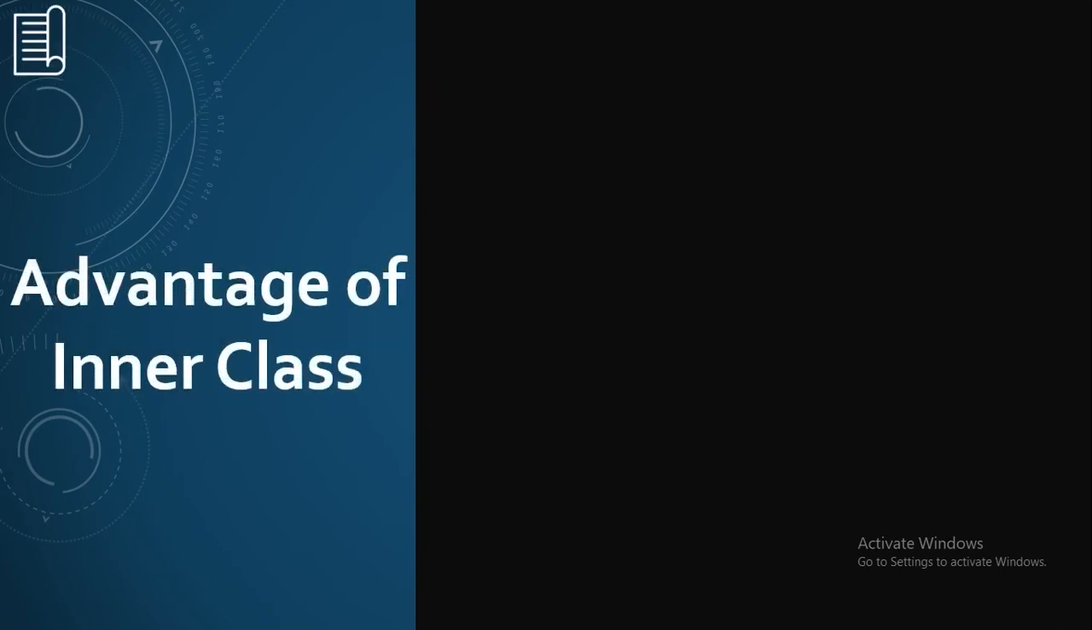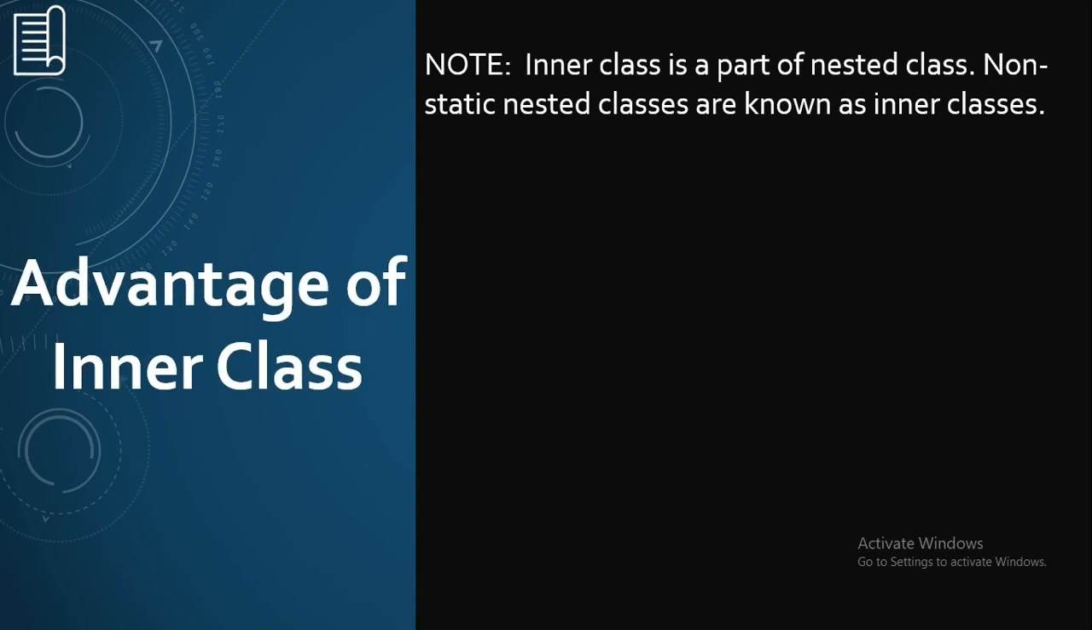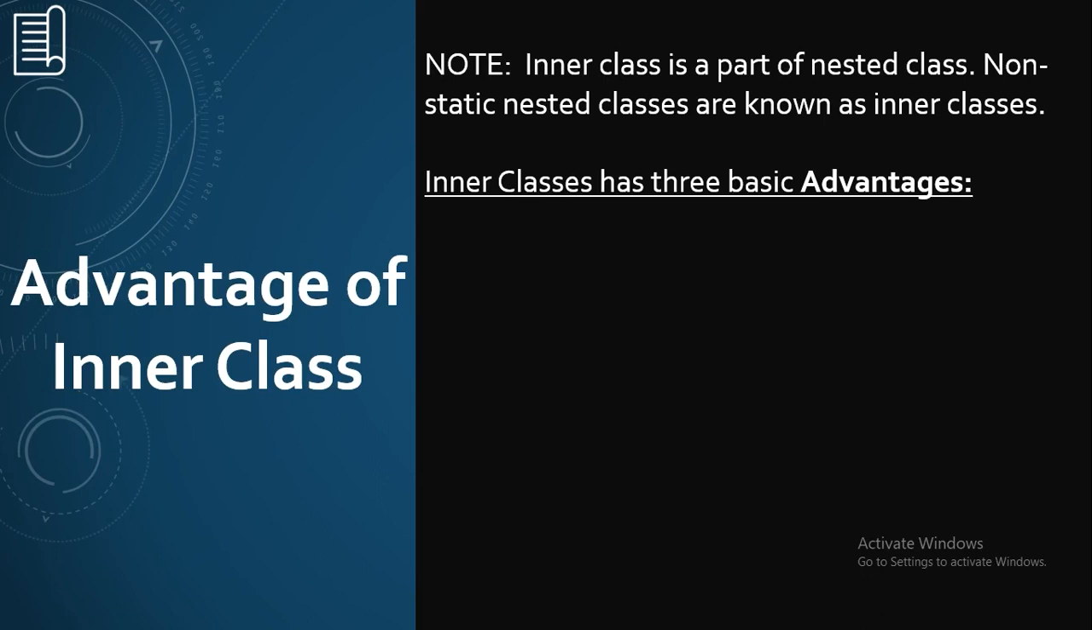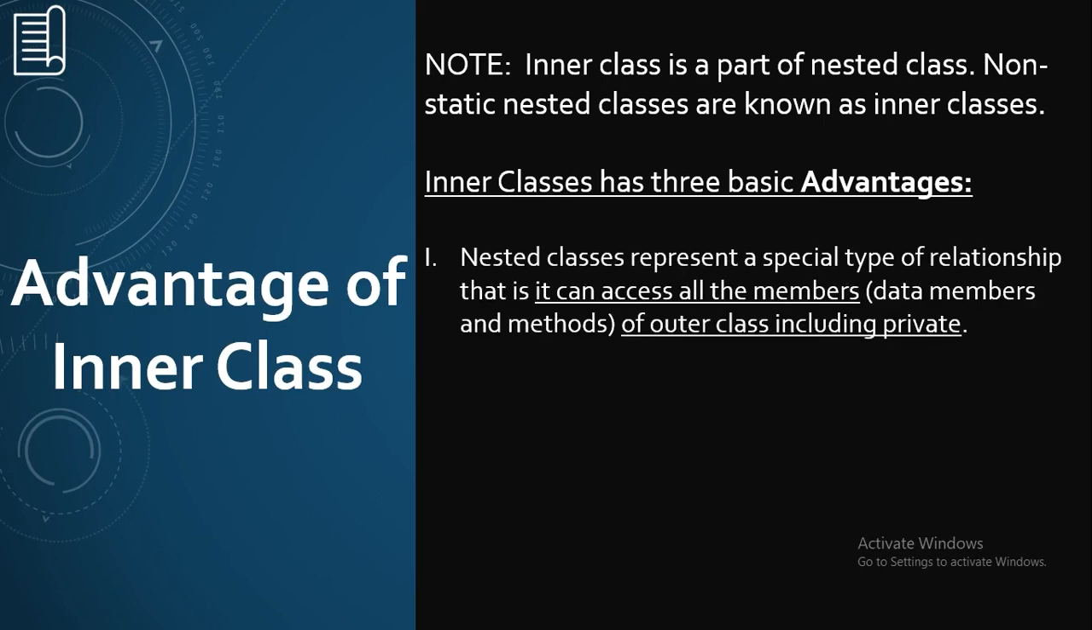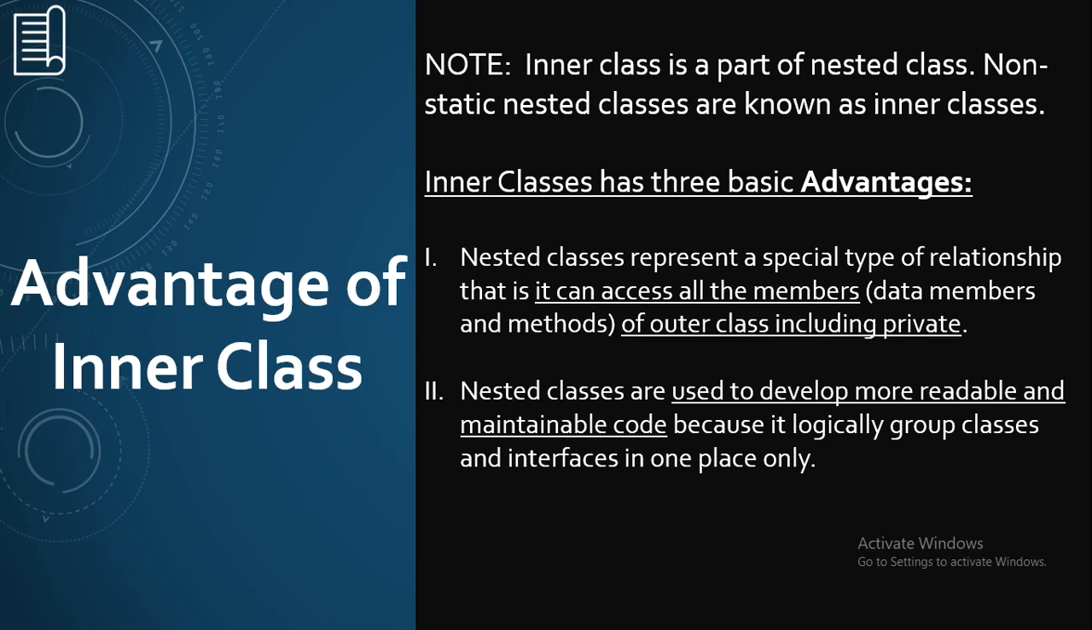Now here we have a few advantages of inner classes, but before that, one thing you need to know is that an inner class is just a part of a nested class, and a non-static nested class is also known as an inner class. Inner classes have three basic advantages. Number one is that a nested class represents a special type of relationship, that is, it can access all the members, whether data members or methods, of the outer class, including private ones. Second, nested classes are used to develop more readable and maintainable code because they logically group classes and interfaces in one place only. And the third and last is code optimization. It requires less code to write.